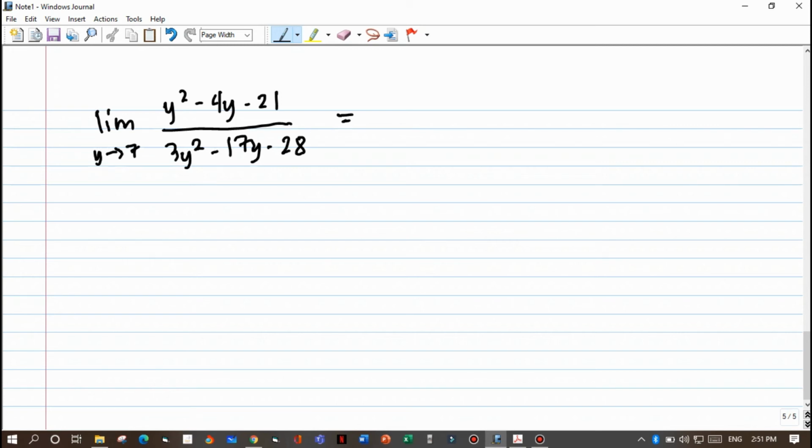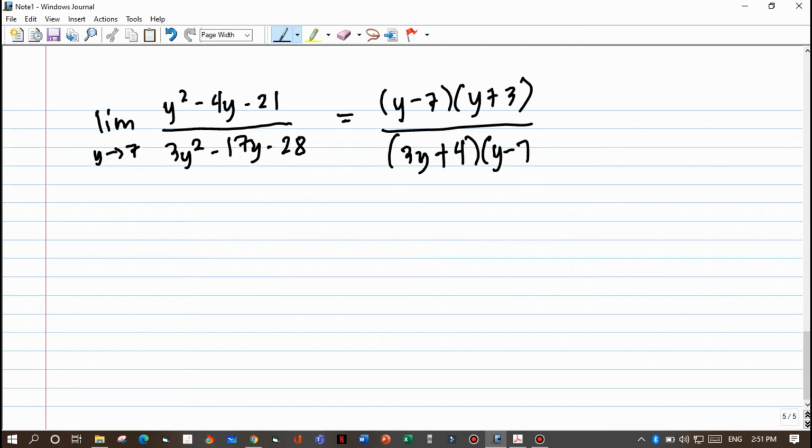So by simplifying this one, when we factor out our numerator and denominator, we get y minus 7 and y plus 3 as factors of our numerator, and 3y plus 4 and y minus 7 as the factors of our denominator. Now, since we have the same terms here, y minus 7, we can cancel them out. What remains is y plus 3 over 3y plus 4.